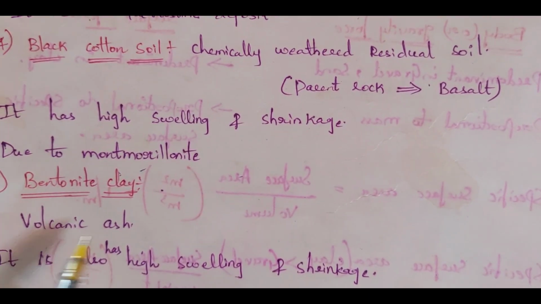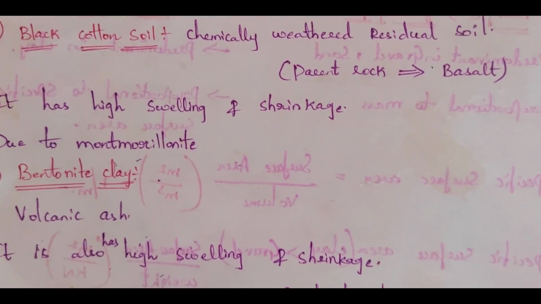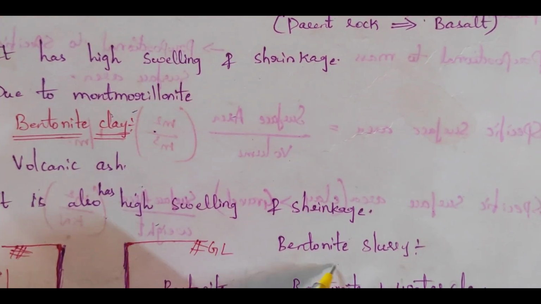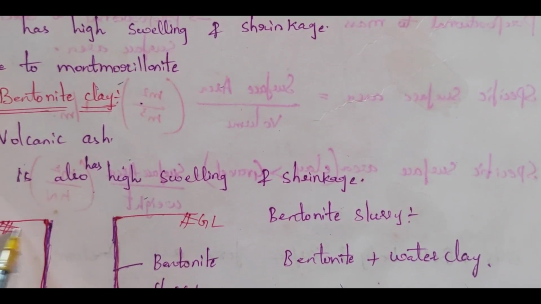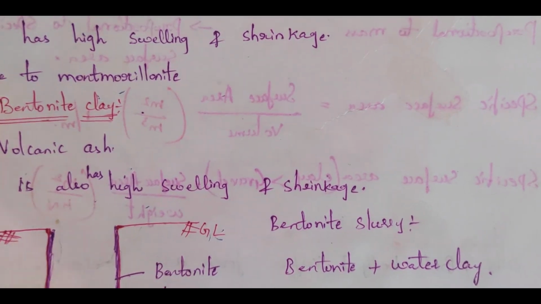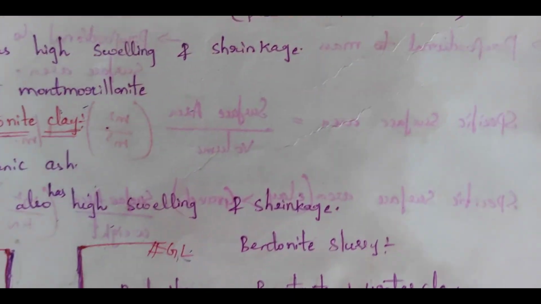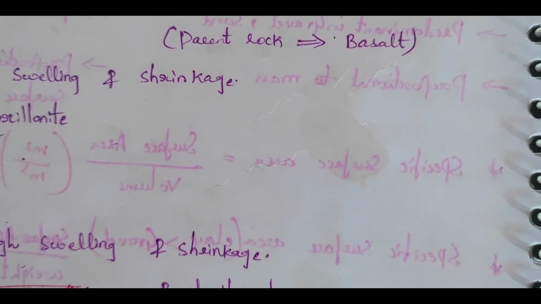Next one, bentonite clay. Bentonite clay means volcanic ash. It has high swelling and shrinkage property, that is bentonite slurry. Bentonite plus water is called bentonite slurry. As this is soil, this is bentonite clay, this is ground level, and below this bentonite clay is there. So this is called bentonite plus water, bentonite slurry.